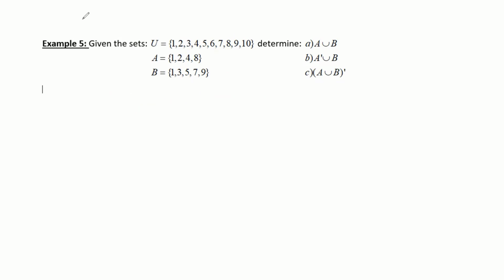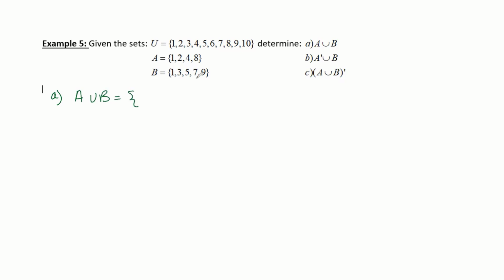Example 5, given the universal set 1 through 10, A is 1, 2, 4, 8, and B is 1, 3, 5, 7, 9. Looks familiar. Determine A union B, A complement union B, and the complement of A union B. So doing the complement last. So let's look at A. Asks us for A union B.